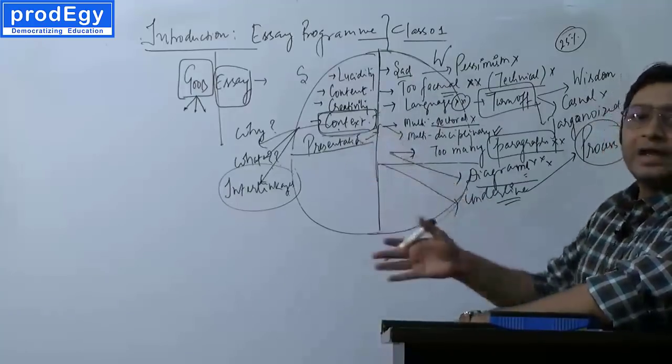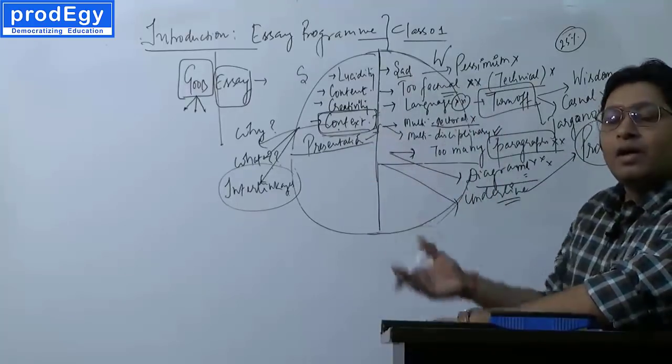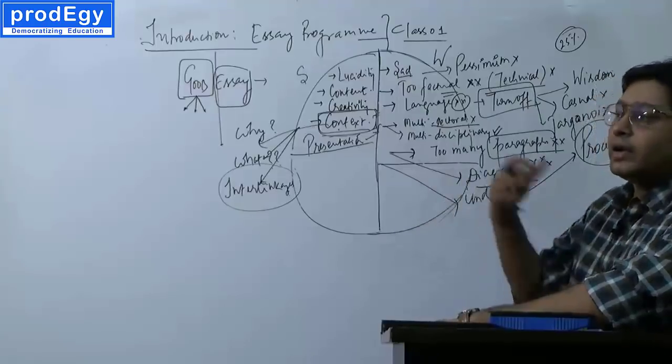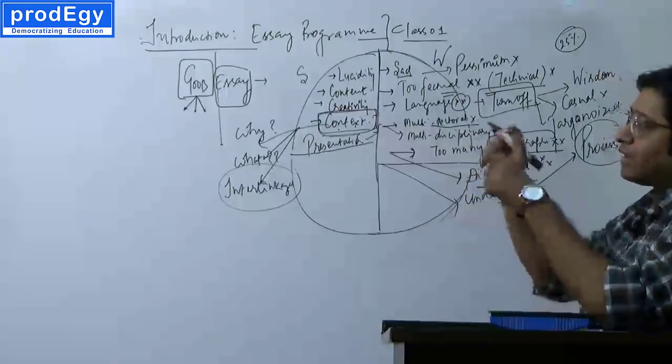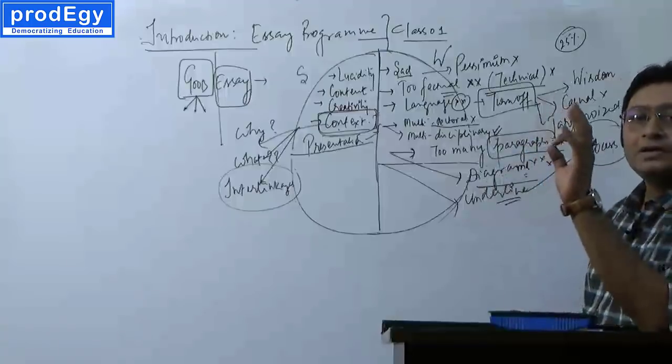If there are any key terms, in the environment there are 50 key terms, in policy there are 30 key terms, in technology there are some key terms, you can write them and highlight them. It is in the answer.